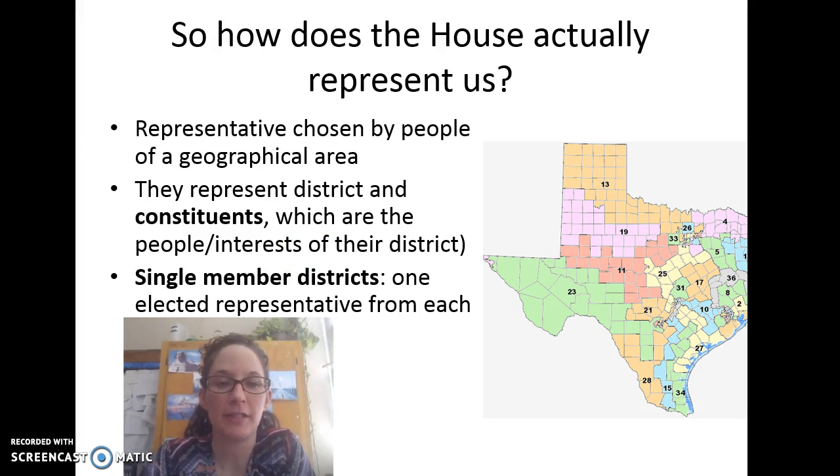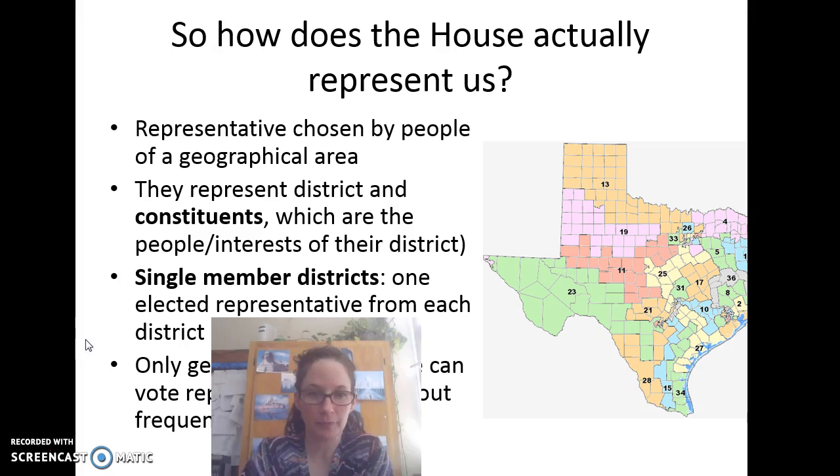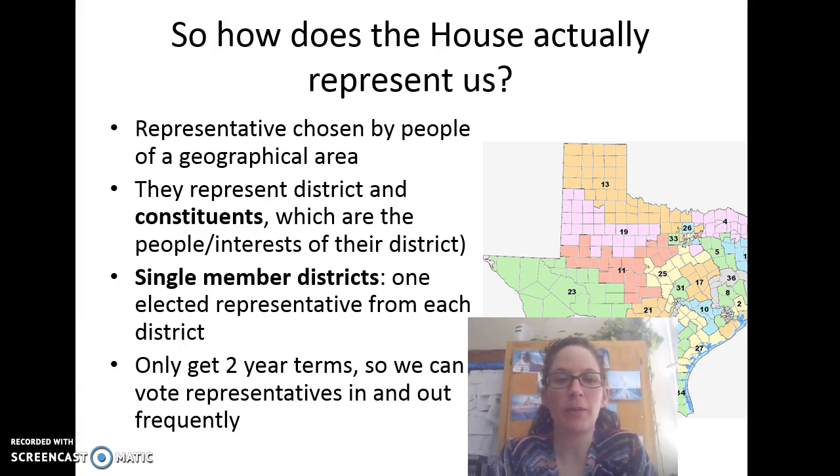The name of the system is single-member district plurality. Technically, single-member district plurality. All I have written here so far is single-member district. We'll go over plurality later. Single-member district means that one person is elected from each district to be a member where? A member in the U.S. House of Representatives. So one person from each district elected to be a member in the U.S. House of Representatives. And this is just a reminder that when you do get elected from that one place, you only get 2-year terms, so you could be voted in and out of quite frequently.